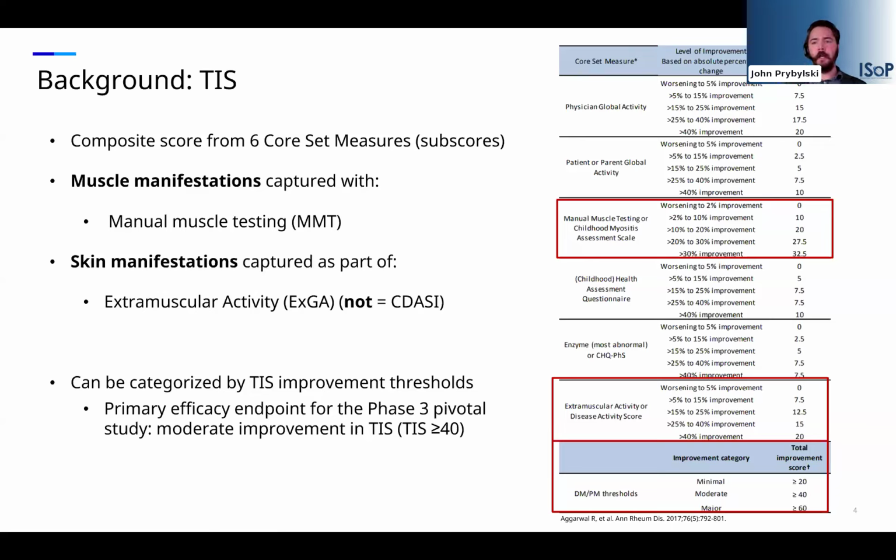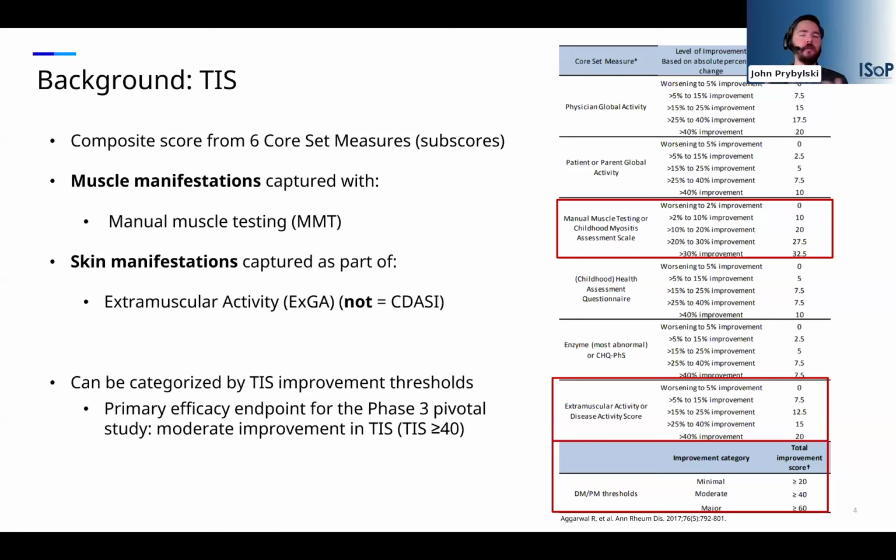So that is comprised of 6 core set measures. I won't go into all of them. You could see them on the screen. I also refer to these throughout the presentation and colloquially as subscores. But each of these is graded, and a score is assigned for their improvement based on the absolute percent improvement. And you can see there's different weighting for each of these subscores.